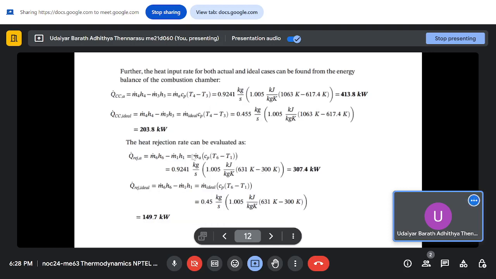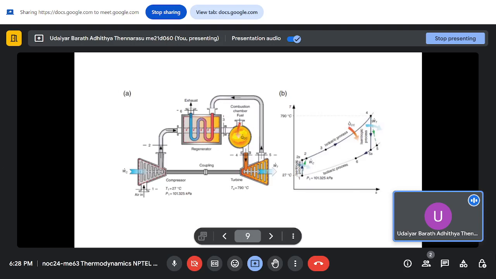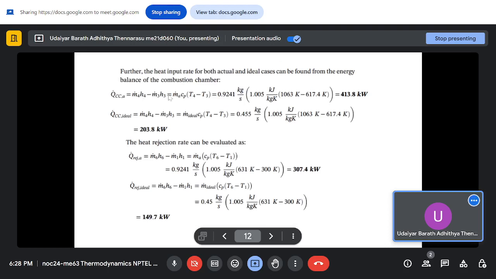So next, we calculate how much heat is added and how much is rejected. So actual heat addition is, if we go back to the cycle here, you are adding between 4 and 3. So 2 to 3 is heat which you are adding using the regenerator, using the exhaust fluid. So that will not be considered because you are utilizing the heat. The only heat which you are adding in is between 4 and 3 in the combustion chamber. So H4 minus H3 equals the combustion chamber heat addition. So for the actual case, it will be m dot A into Cp (T4 minus T3).